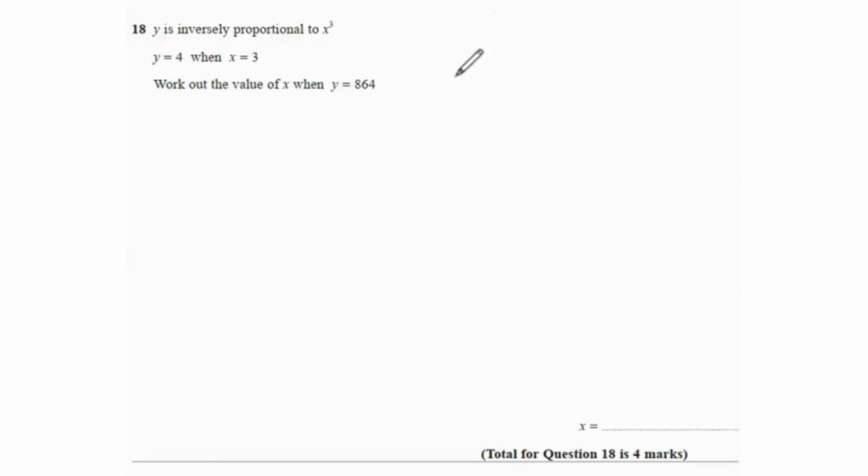So the first step is to realize that when you talk about inverse proportion, the equation is y equals k over, in this case, x cubed, because y is inversely proportional to x cubed. So k is being divided by x, whether it's square root of x, cube root of x, cube of x, x squared, or x. It depends on what the question is asking, but in this case it's always going to be y equals k over x cubed.